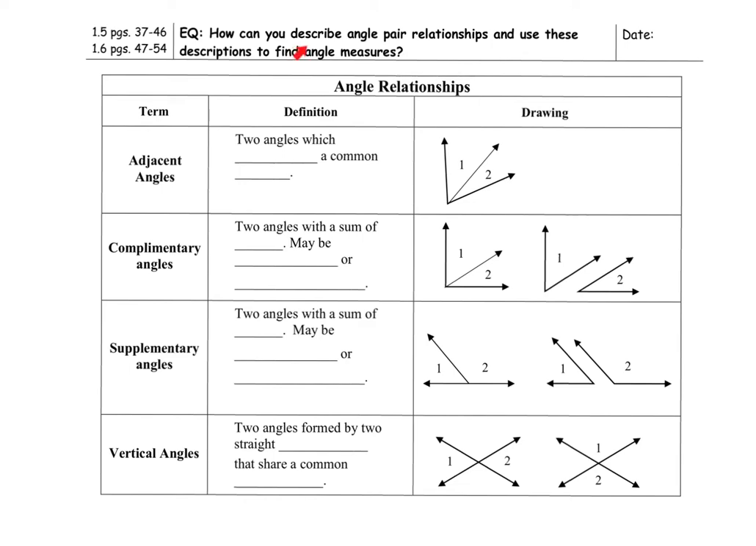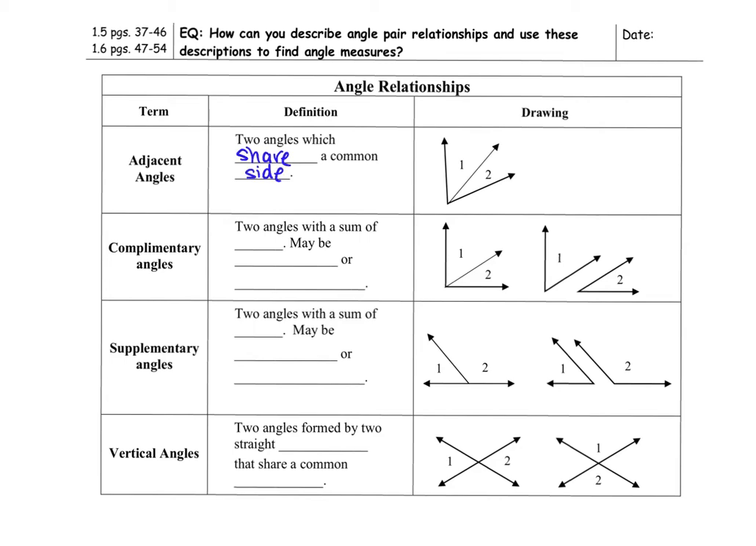Today we're going to be describing angle pair relationships and then using these descriptions to find angle measures. So we're going to go over 4 different types of angle relationships. The first being adjacent angles. So adjacent angles are 2 angles which share a common side.